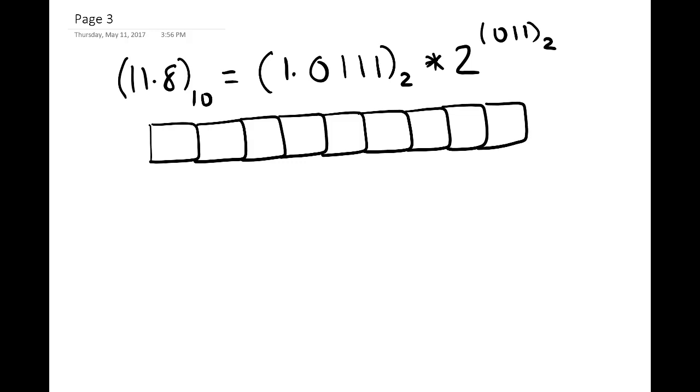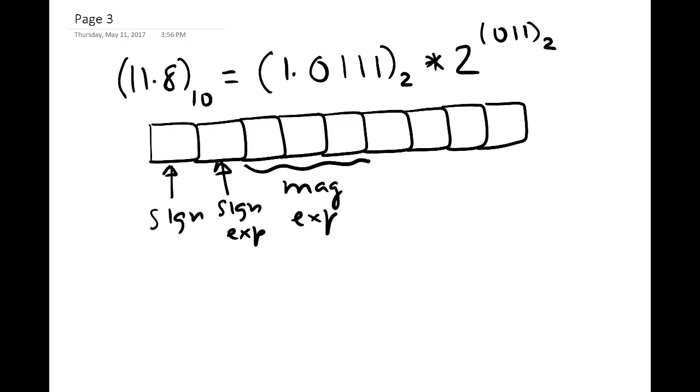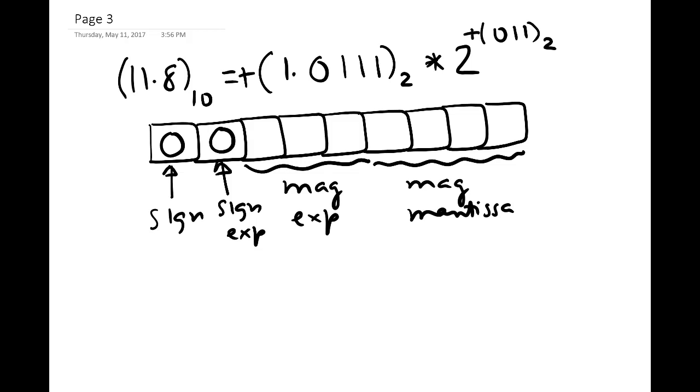So here we have the 9 bits. This is for the sign of the number. This is for the sign of the exponent. These 3 are for the magnitude of the exponent. And these last 4 are for the magnitude of the mantissa. So now we're going to start filling in these places with zeros and ones. The sign of the number is positive, so we're going to put 0 here. The sign of the exponent is positive, so we're going to put 0 there. The magnitude of the exponent is 011. And then we have these 4 bits to be put in the magnitude of the mantissa, 0111.